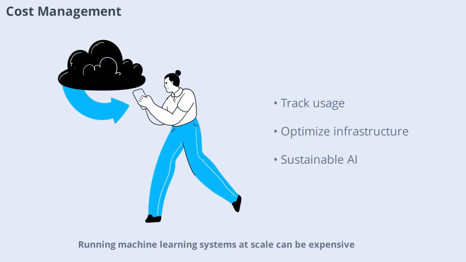Running machine learning systems at scale can be expensive. Cost management involves tracking resource usage, optimizing infrastructure, and choosing cost-effective solutions. Efficient cost management ensures sustainable AI operations.